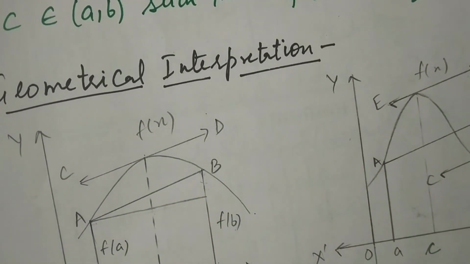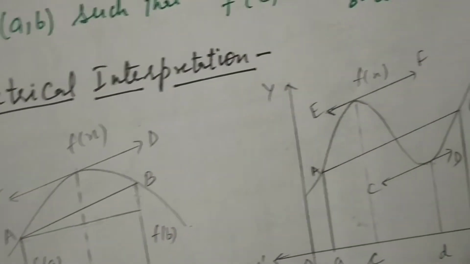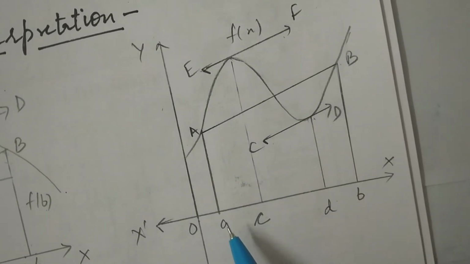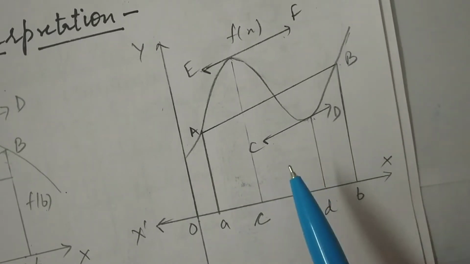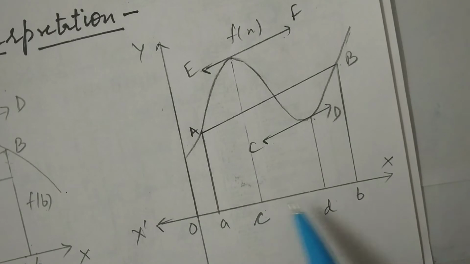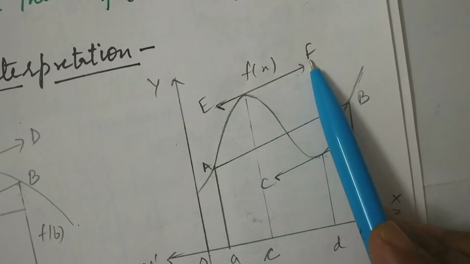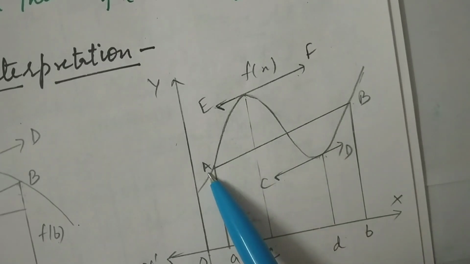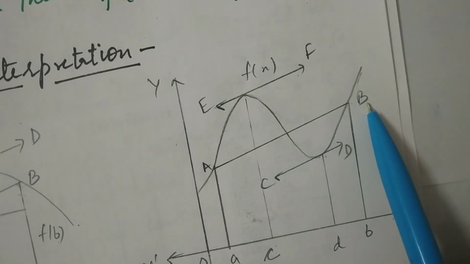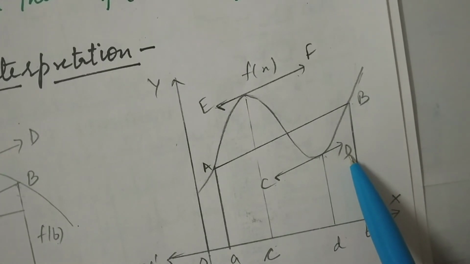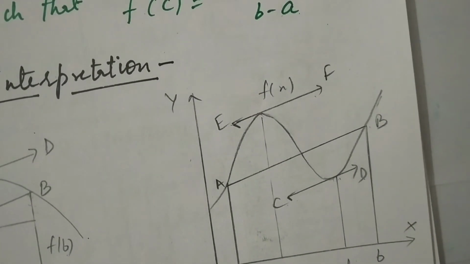Now as the word says at least, that means there may exist more than one point. So in the second graph we have tried to show that in the same interval AB there exist point C and point D for which the slope of the line EF is the same as the slope of line AB, and it is the same as the slope of the line CD.